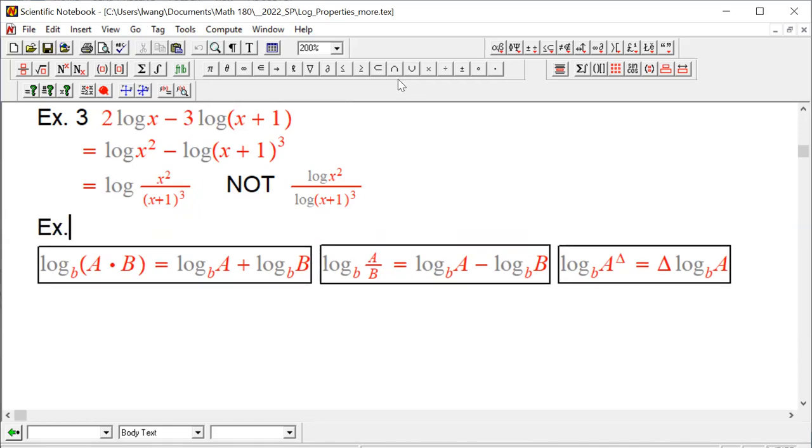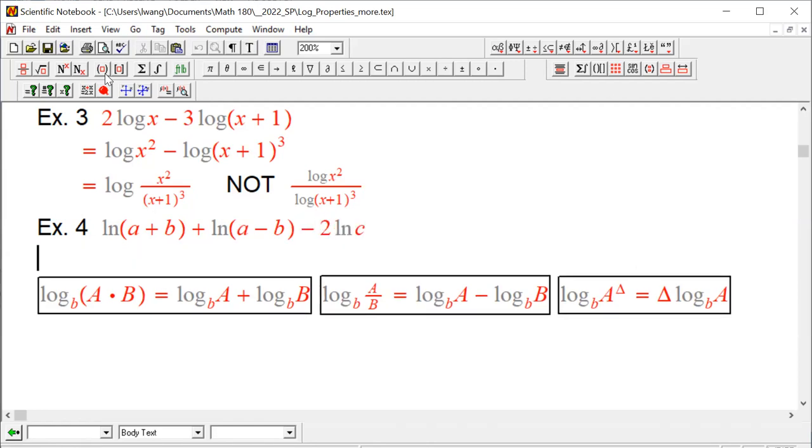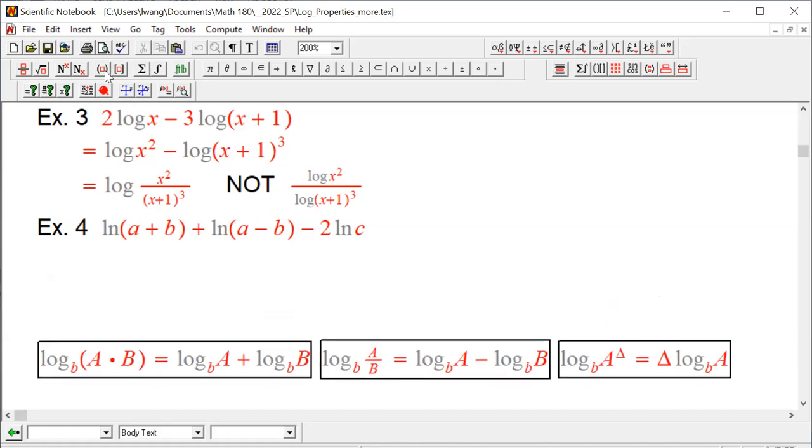Example number 4. Okay, example number 4. And here we have ln(a + b) plus ln(a - b) minus 2 times ln of c. And we want to make it into a single log.